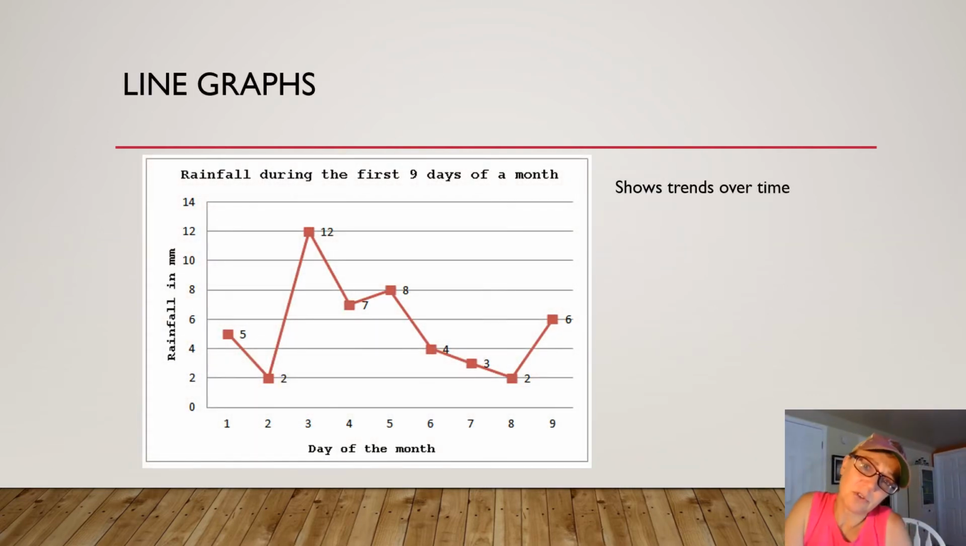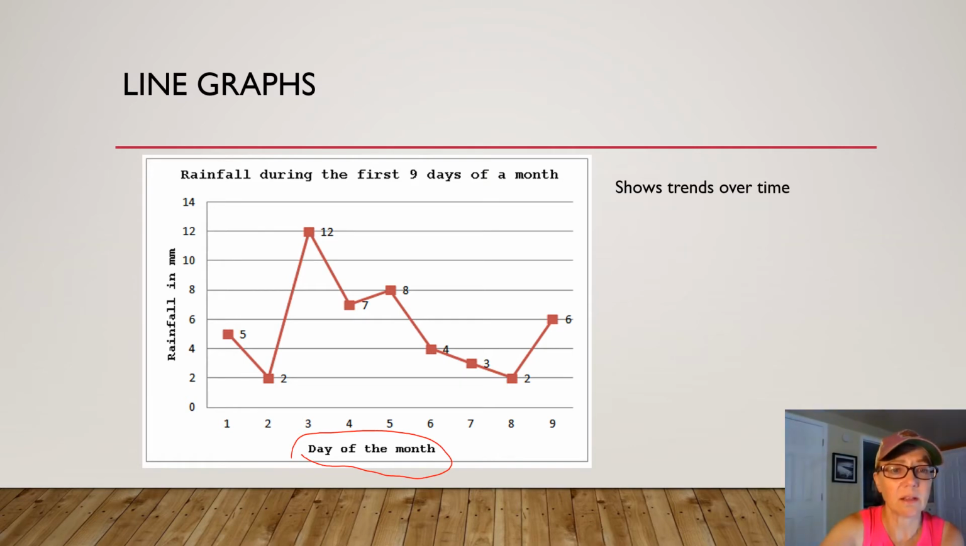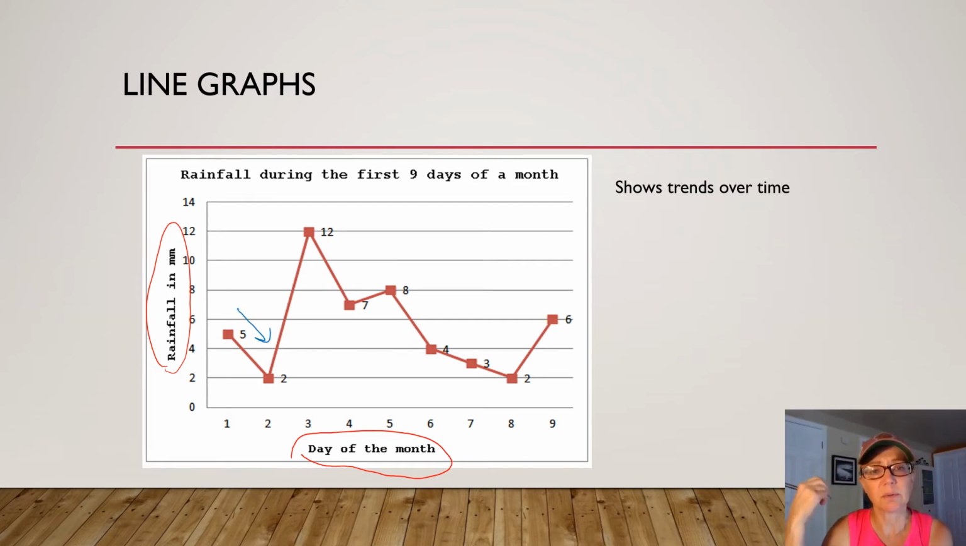A line graph is good for showing trends over time. So notice that the horizontal axis represents the day of the month. So that's an indication that we're talking about time. And the variable we're measuring is rainfall in millimeters. So by using a line graph, we can see very quickly and very clearly that from day 1 to day 2, there was a drop in rainfall. From day 2 to day 3, there was a big jump upwards in rainfall, and so on. So you're showing a trend over time.